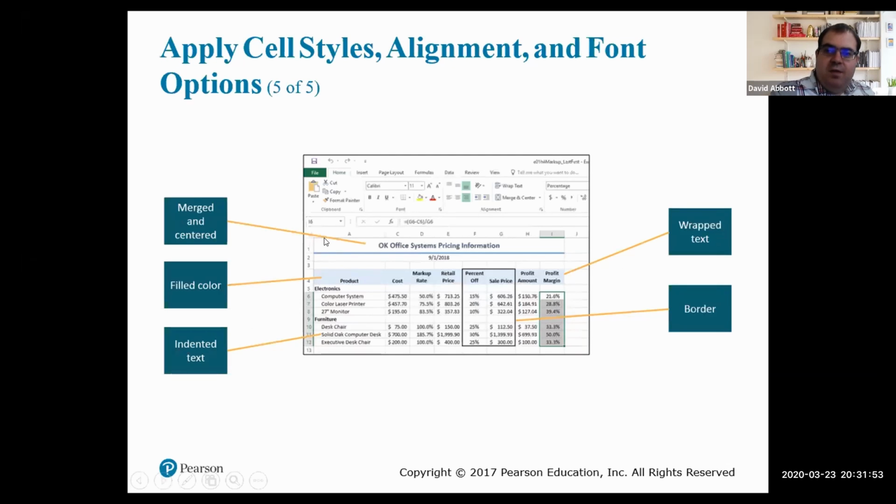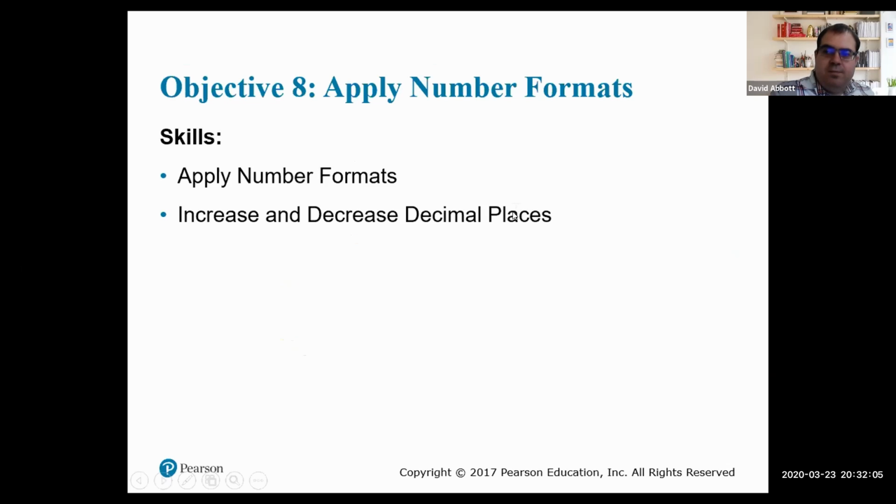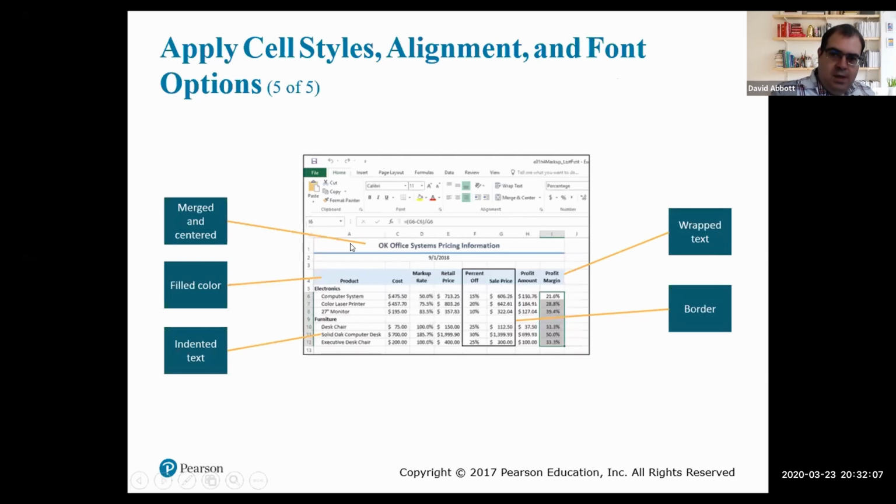And then we see here that, for example, OK Office Systems, that is merged and centered. And so again, in order to do that, we can go up here and click on Merge and Center. And then you can fill with color. And so you do that through the paint bucket. And then you notice here that under electronics, you have computer systems, color, laser printer, and the 27-inch monitor. Those are indented text. And so in order to do that, under alignment, you have the buttons here to increase and decrease the indent.